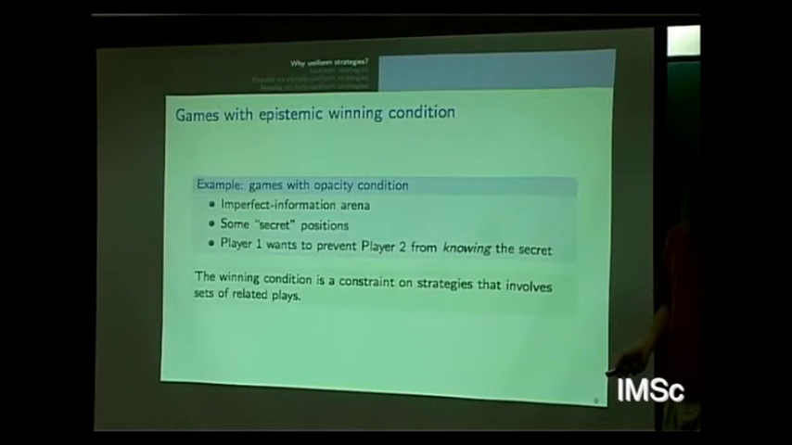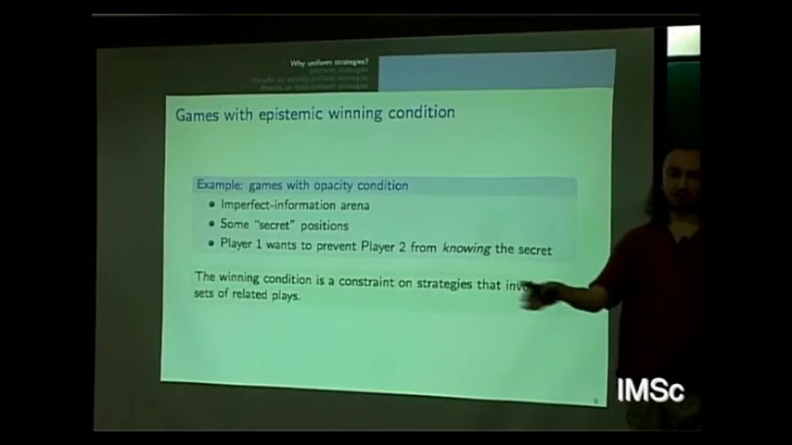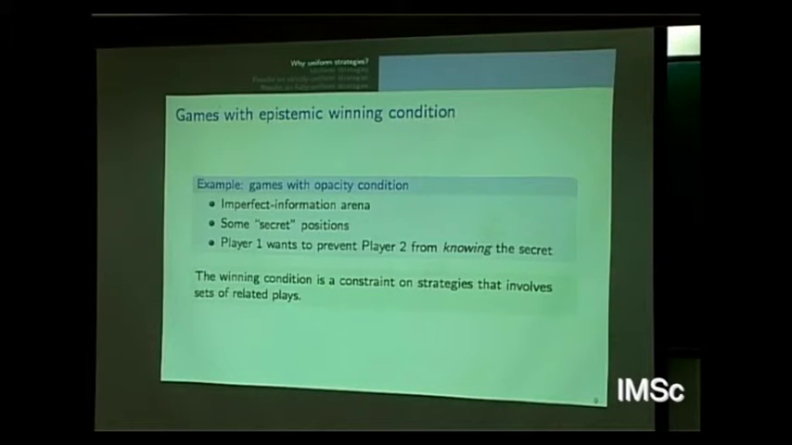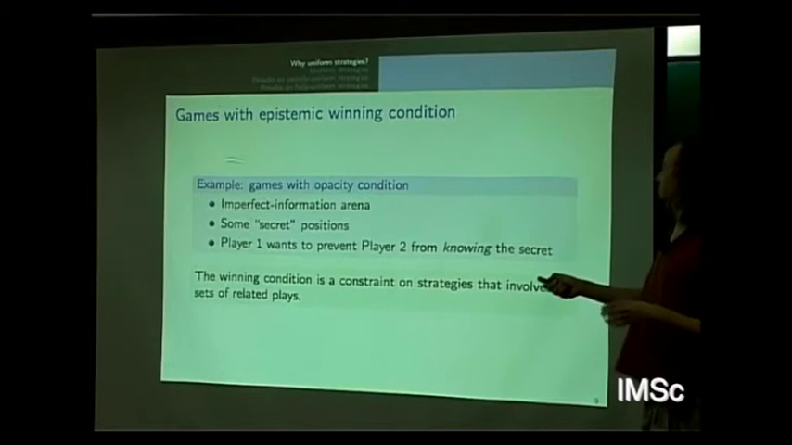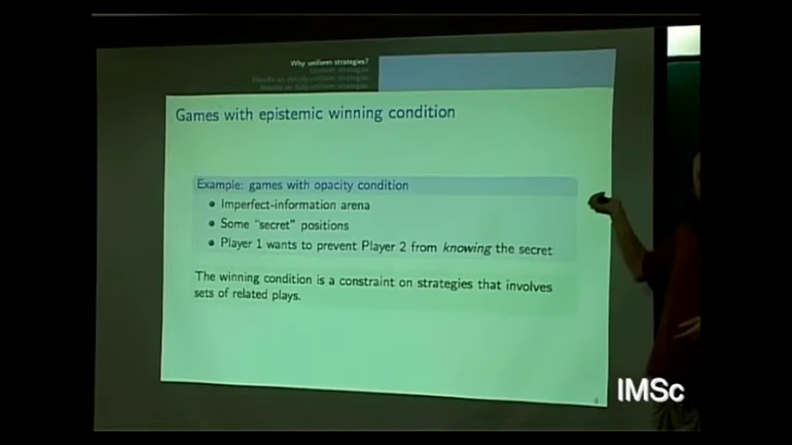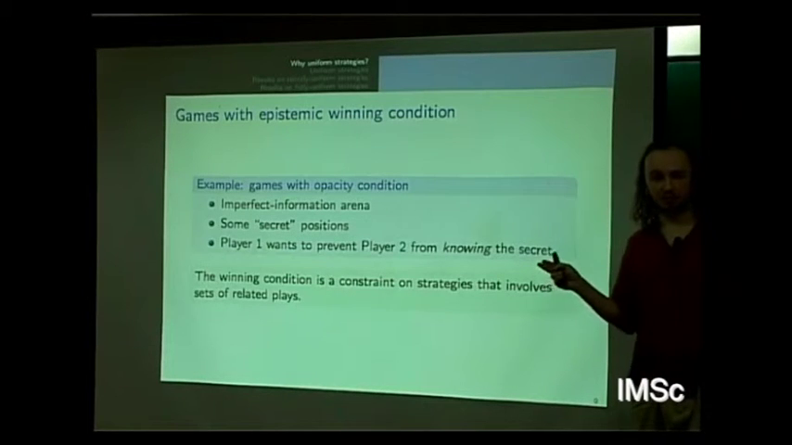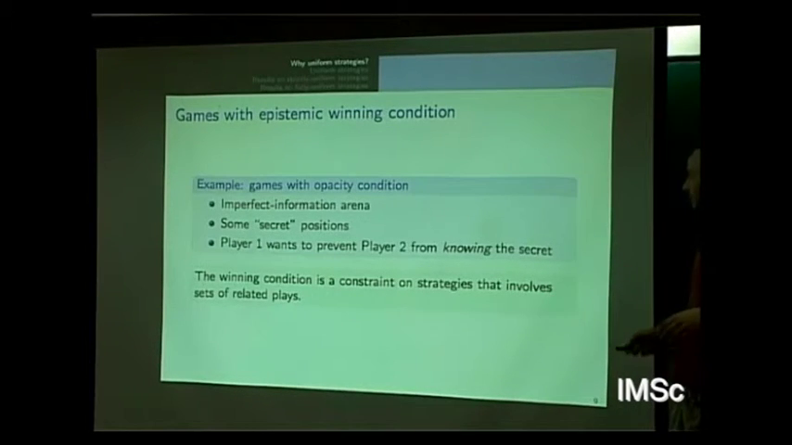So now, as I had started to say, if you consider games where the winning condition involves knowledge, then in order to evaluate the knowledge, you have to look at related plays also. So it's also some kind of second order property on the strategies. So for example, a simple example that we call games with opacity condition. So you have an imperfect information arena, like I've shown at the beginning, where some positions are considered secret. And the aim of player one is to prevent player two from ever getting perfect knowledge of the secret.